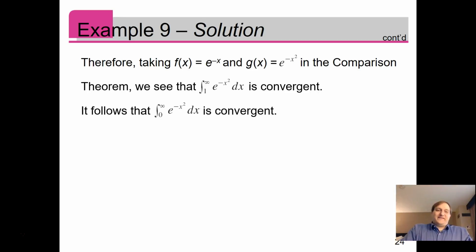And by symmetry, we could say that the integral from negative infinity to 0 of e to the negative x squared is convergent. So therefore, the integral from negative infinity to infinity of e to the negative x squared is convergent. So there's a lot of fun things you can do with that. But this comparison test is going to be really, really handy. It is kind of the underpinning of what we're going to do with sequences and series.